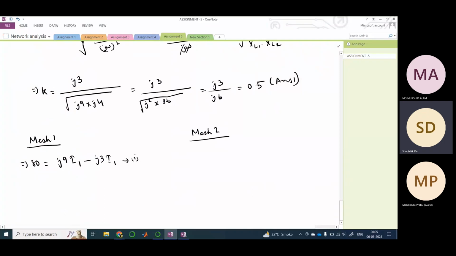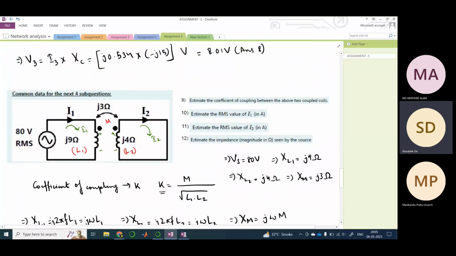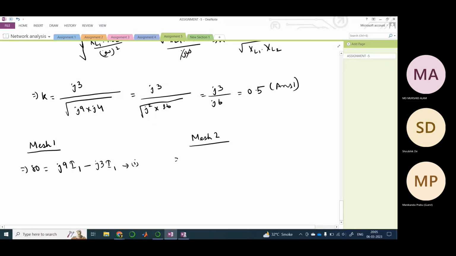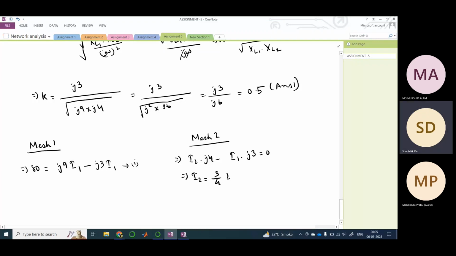This is mesh 2. What would be mesh 2? Mesh 2 is I2 j4 minus I1 j3, right? I2 j4 minus I1 into mutual inductance j3. So therefore I2 is 3 by 4 I1. Now we will just replace this.